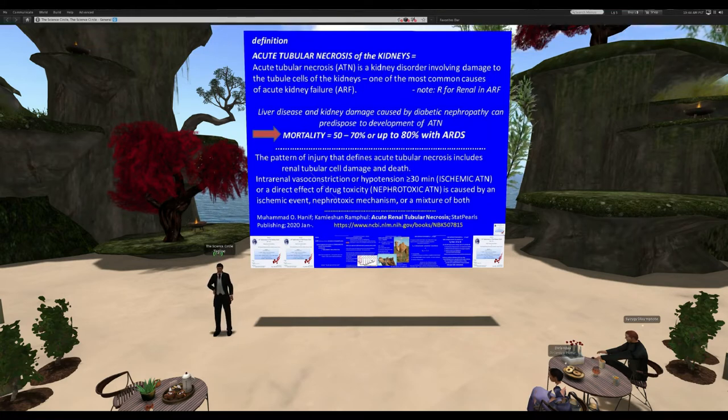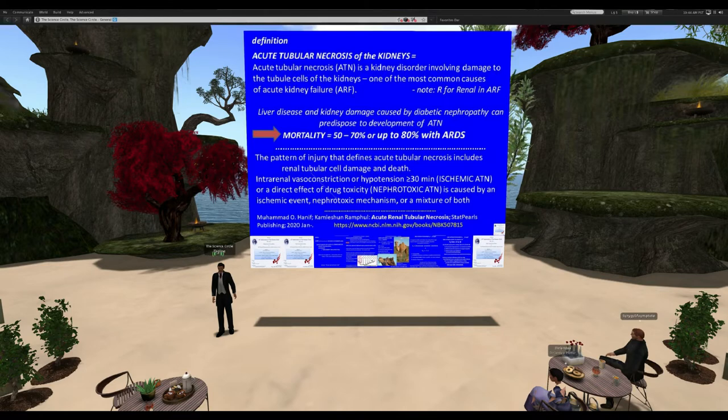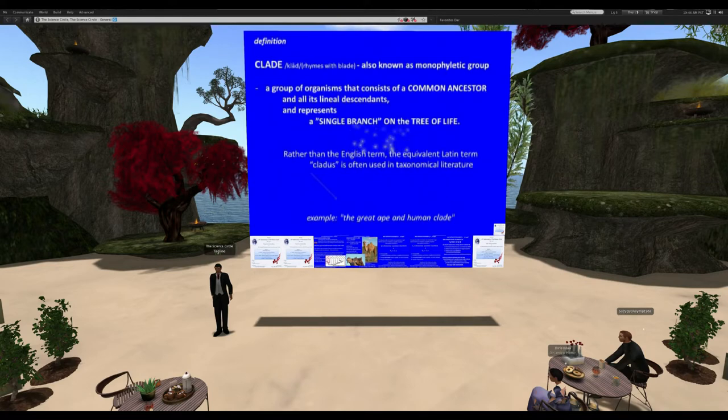And one last thing, ATN in general, it's a kind of a common thing that can happen as a result of a type of insult. It can be ischemic or toxic insult, like nephrotoxic drugs. Aminoglycosides like gentamicin can cause tubular necrosis type effects. And this is just for the next slide.